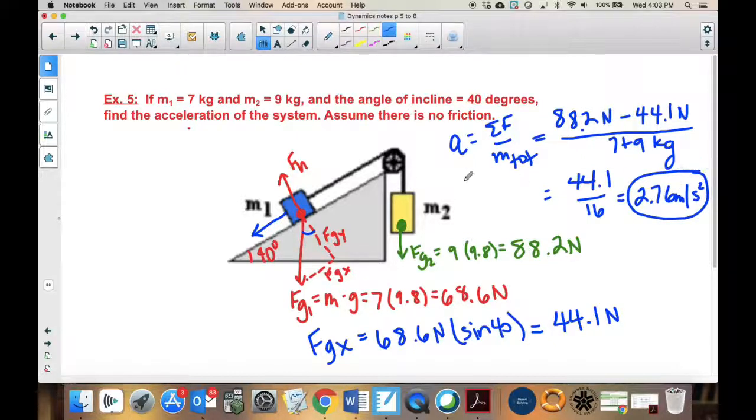And we might take a second to talk about which direction it is going. You might want to call that negative. I'm just going to say that it's going in the clockwise direction. So that's how we find the acceleration.